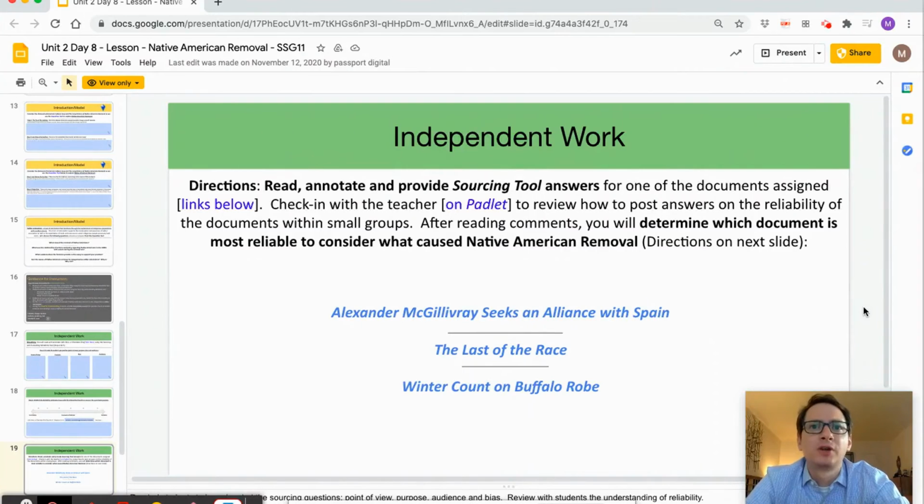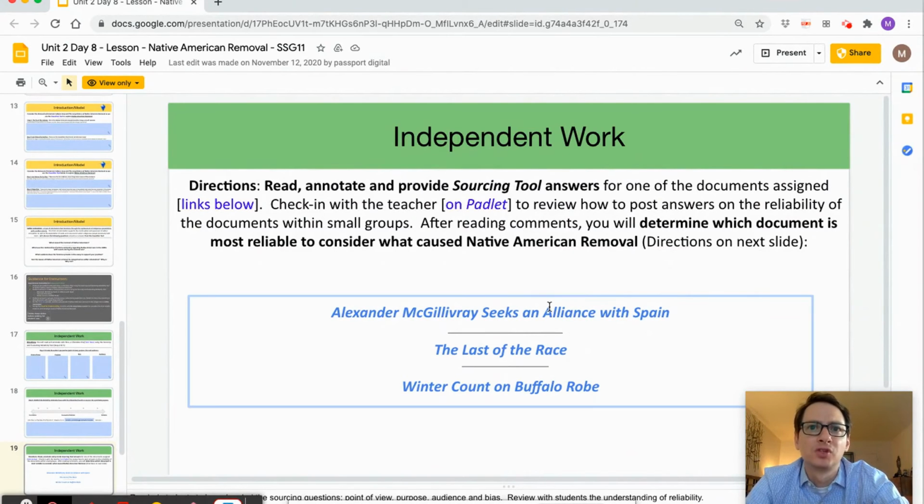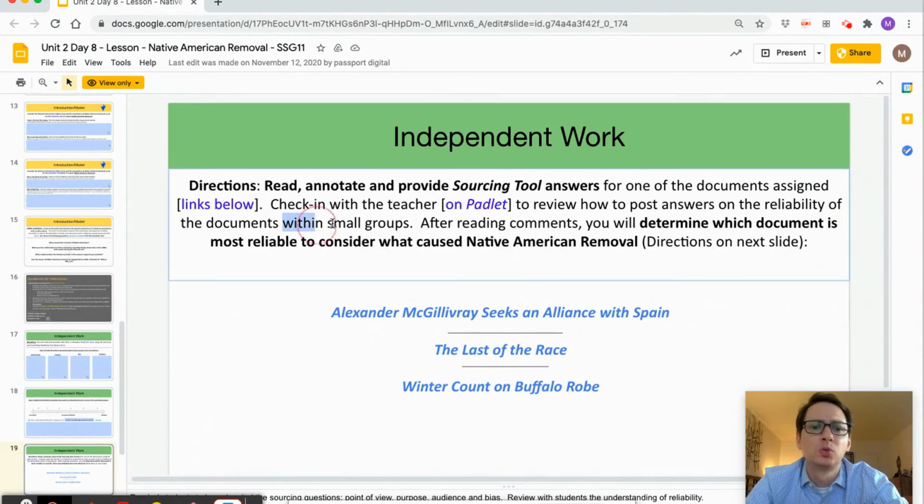For the second part of this independent activity, they will select one of these 3 primary sources that will contribute to their understanding of the removal of Native Americans. The first is a letter, the second is a painting, and the third is an artifact. And like it mentions here in the directions, the students will work in small groups to achieve this. And in the guidance for instruction slide that precedes this one, it does mention that groups of 3 are preferential.